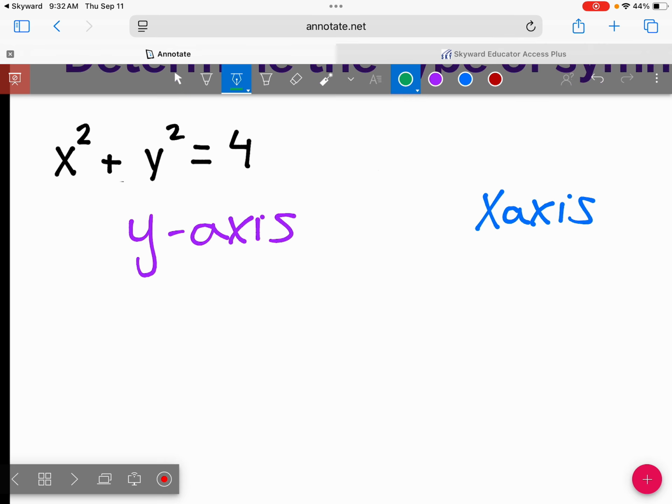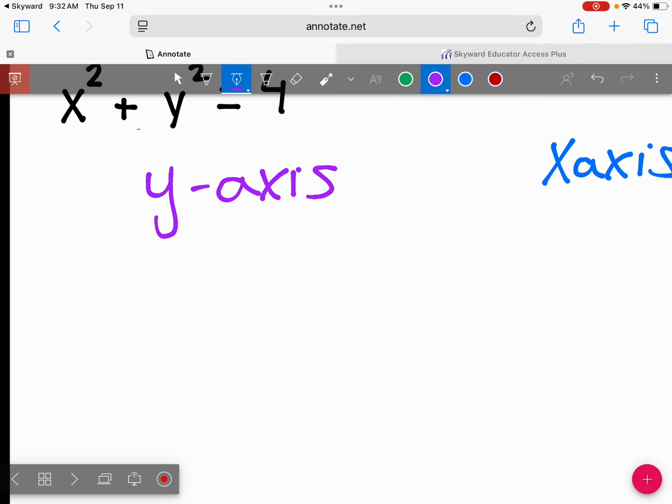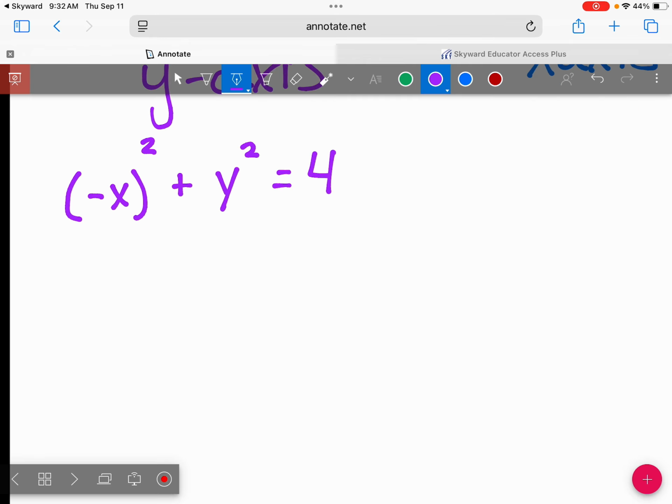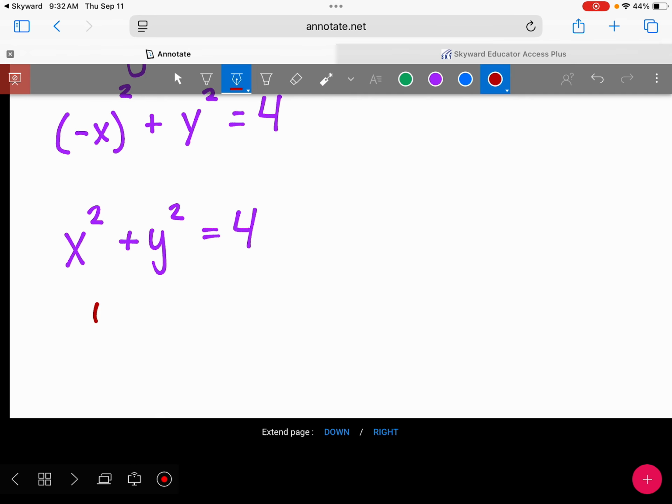So for our y-axis symmetry, we're going to replace our x with a minus x. So we're going to make this be minus x squared plus y squared equals 4. What happens? The same. It's exactly the same because minus x times minus x, we get a positive x squared. We get our positive x squared plus our y squared equals 4. So does this have y-axis symmetry? Yes. We get exactly what we started with.